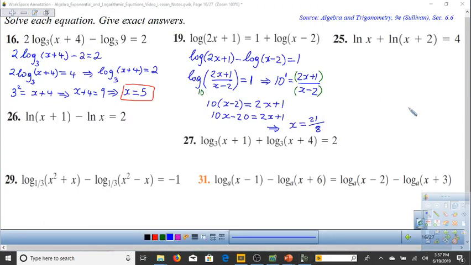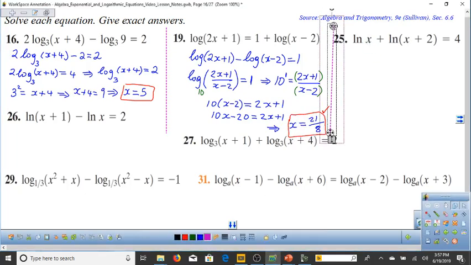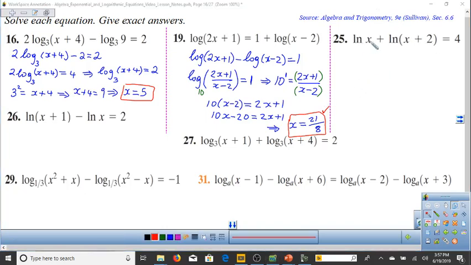Now let's go on to the next example here. We are going to, let me just create a little barrier for ease of reading. So we did check this and it worked out to be correct. So I'll just put that in a little box here. Now for this question here, this is an ln. So ln of x plus ln of x plus 2 is equal to 4.